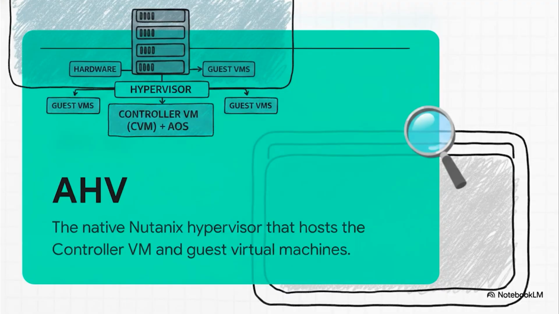Okay, the second definition you need to lock in is AHV, or the Acropolis Hypervisor. This is the native Nutanix hypervisor. It's the layer sitting right there directly on the hardware, and it actually hosts that controller VM we just talked about, along with all of your user guest virtual machines. Now, while Nutanix does support other hypervisors, AHV is the native choice, and it's the default for Nutanix factory nodes. Foundation's job is very often to install this exact combination, laying down AHV as the hypervisor and then spinning up the CVM with AOS right on top of it.